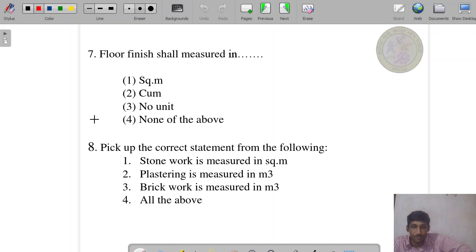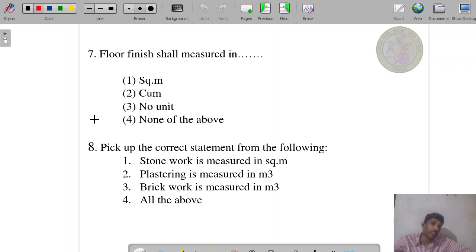Now, question number 7. Floor finish shall be measured in dash. Option number 1, meter square. Option number 2, meter cube. Option number 3, no unit. Option number 4, none of the above. Which is the correct answer? The correct answer is option number 1, meter square. Floor finish shall be measured in square meter.